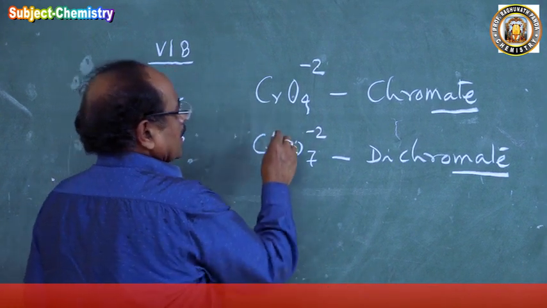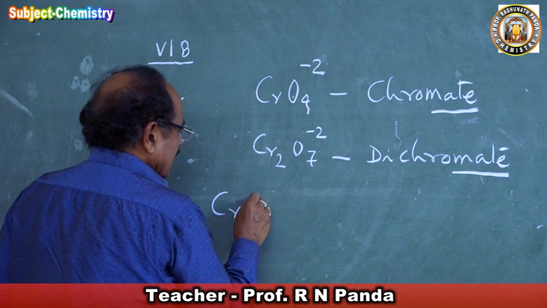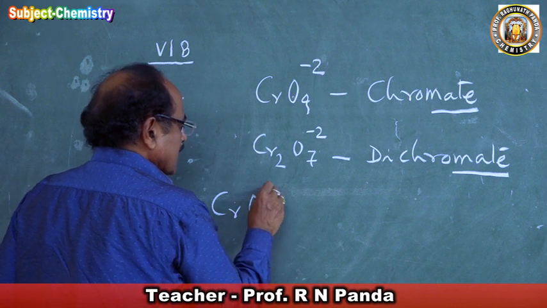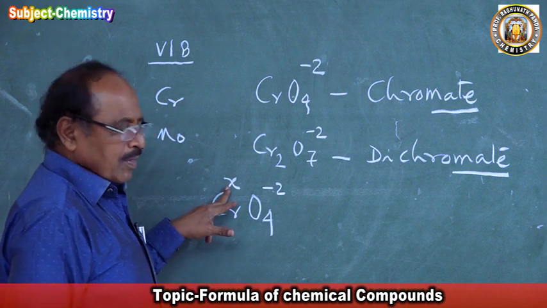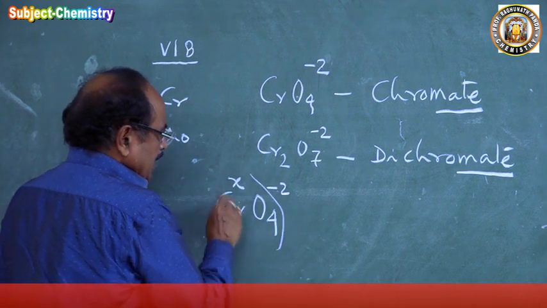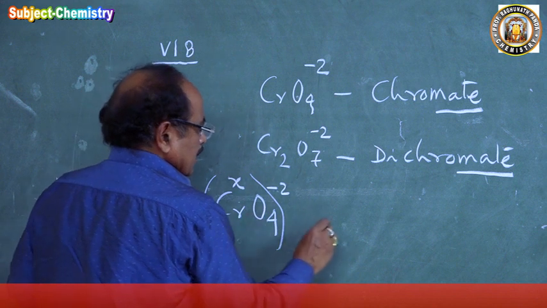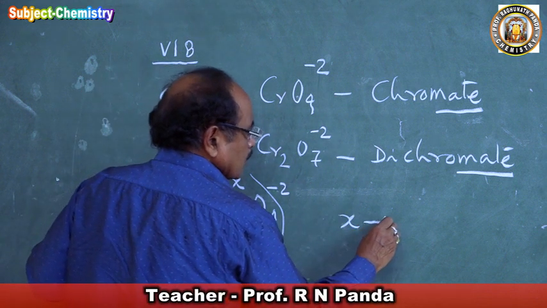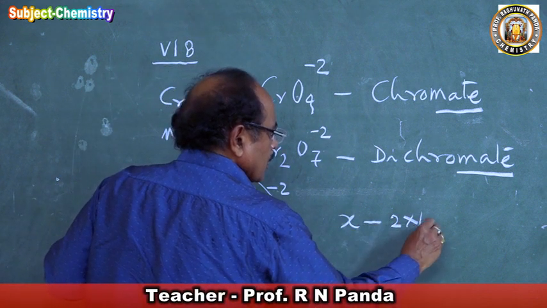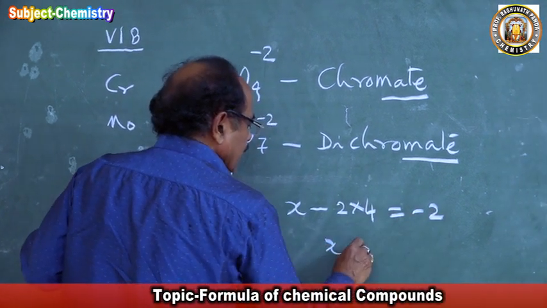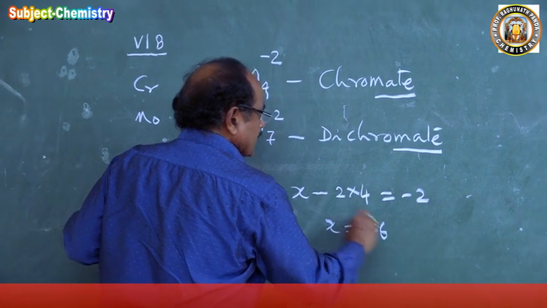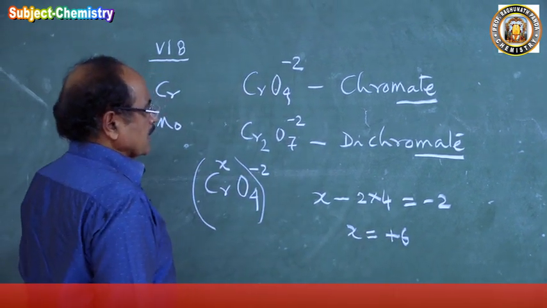Let us take chromate and verify, CrO4 minus 2. Let us take the valence state of chromium as X. So this is CrO4 minus 2. So X, and oxygen is minus 2 into 4, that is minus 8, and that is equal to minus 2. So X will be plus 6. So chromium is using its plus 6 oxidation state.